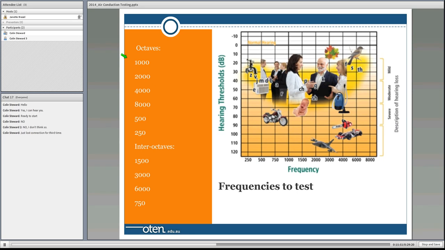When you're testing people, if you're testing at 1,000 hertz and let's say they hear it at 10 decibels, and then at 2,000 hertz they don't hear until 40 decibels, that's a drop of 30 decibels from one frequency to the next. And what we say is that if there's a drop of 20 decibels or more between frequencies, we'd actually like the interoctave frequency to be tested as well, just to see what's going on there. So you generally test the octaves first, so 1,000, 2,000, 4,000, 8,000, 500, 250, then go back and see what sort of difference there is between each of the octaves, and if there's a change in decibel level of 20 decibels or more, go and test the interoctave frequency.